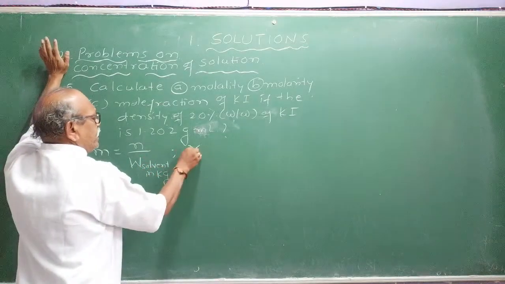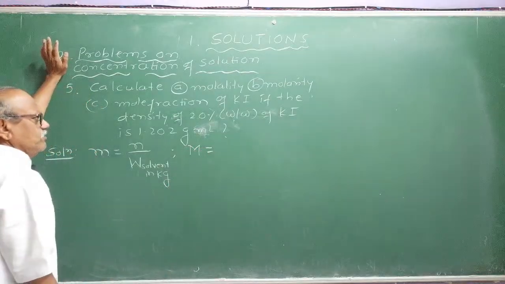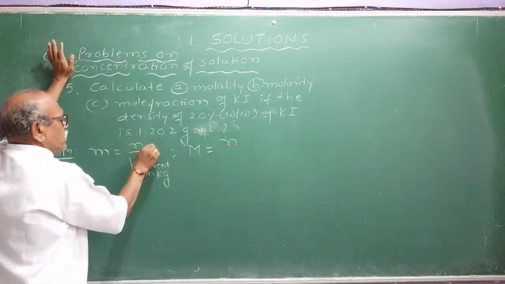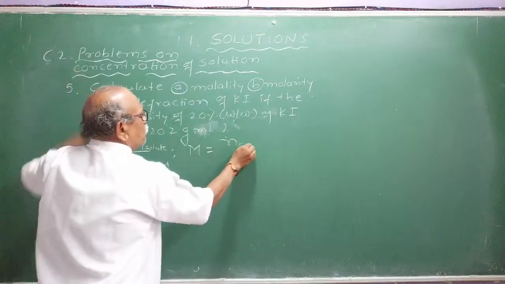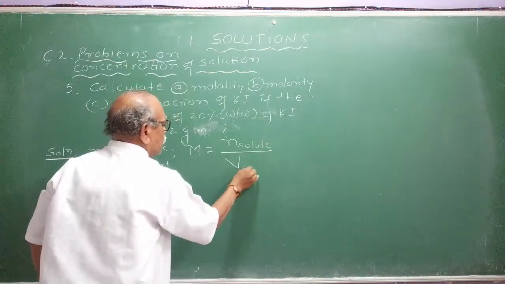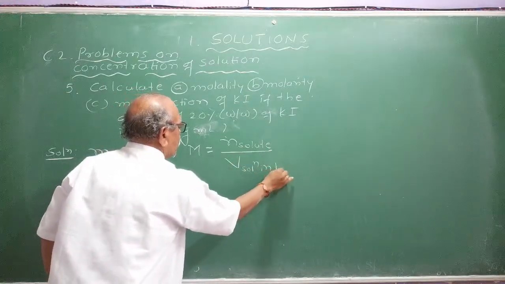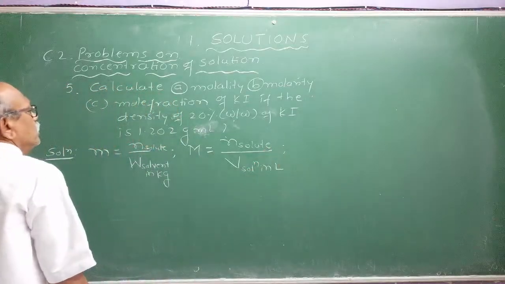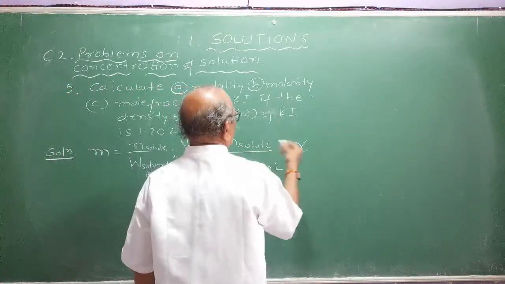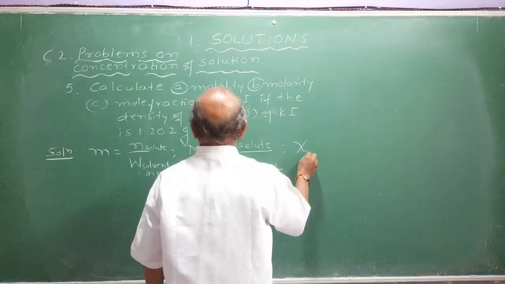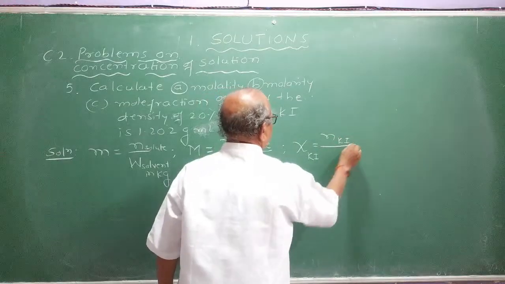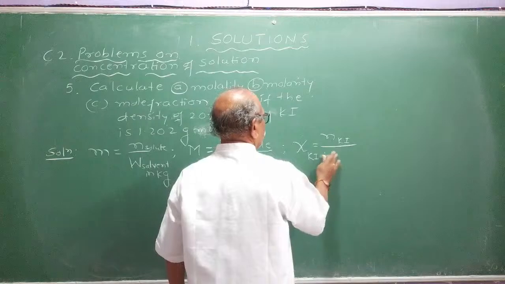Second one is molarity, capital M, given by number of moles of the solute divided by volume of solution in liter. Remember the formula. And what else is asked? Mole fraction. There are two components. Mole fraction of potassium iodide is given by number of moles of potassium iodide divided by total number of moles.